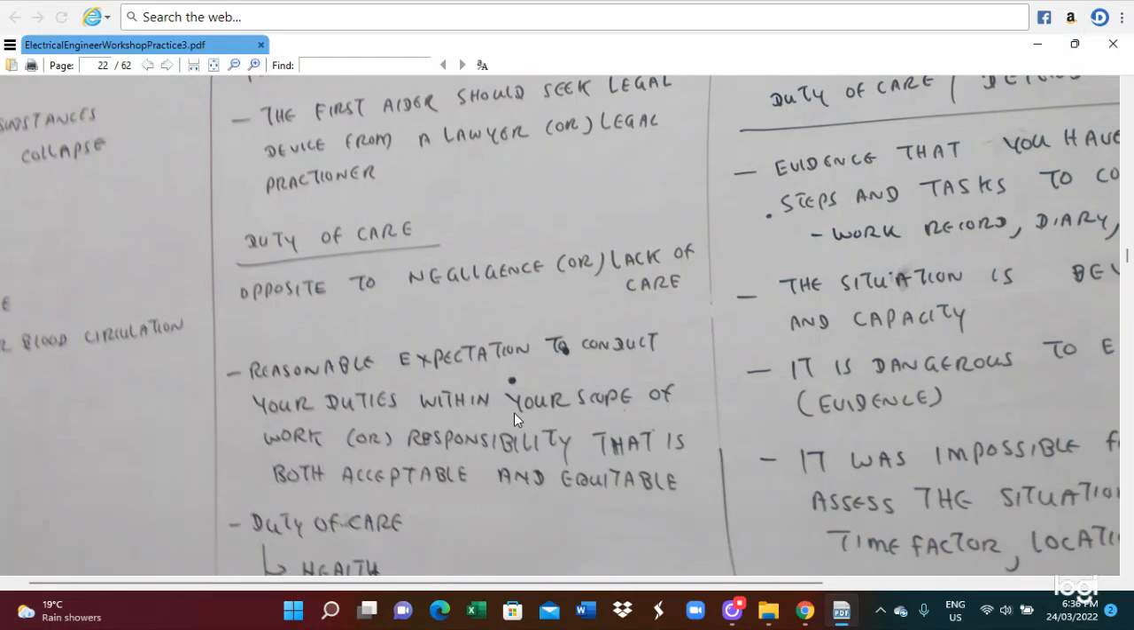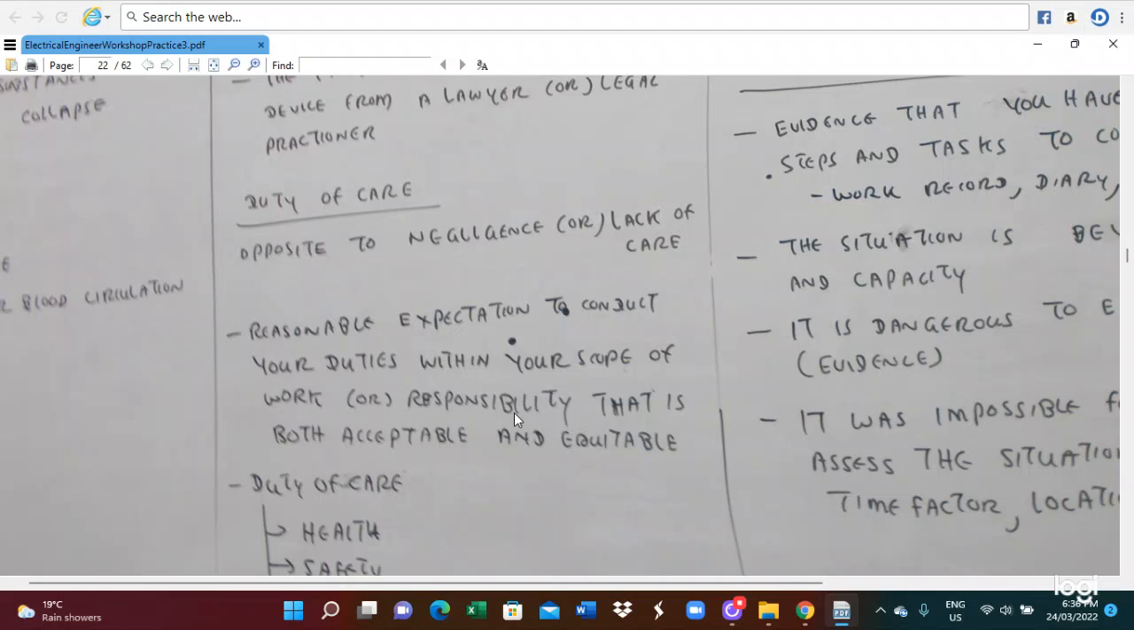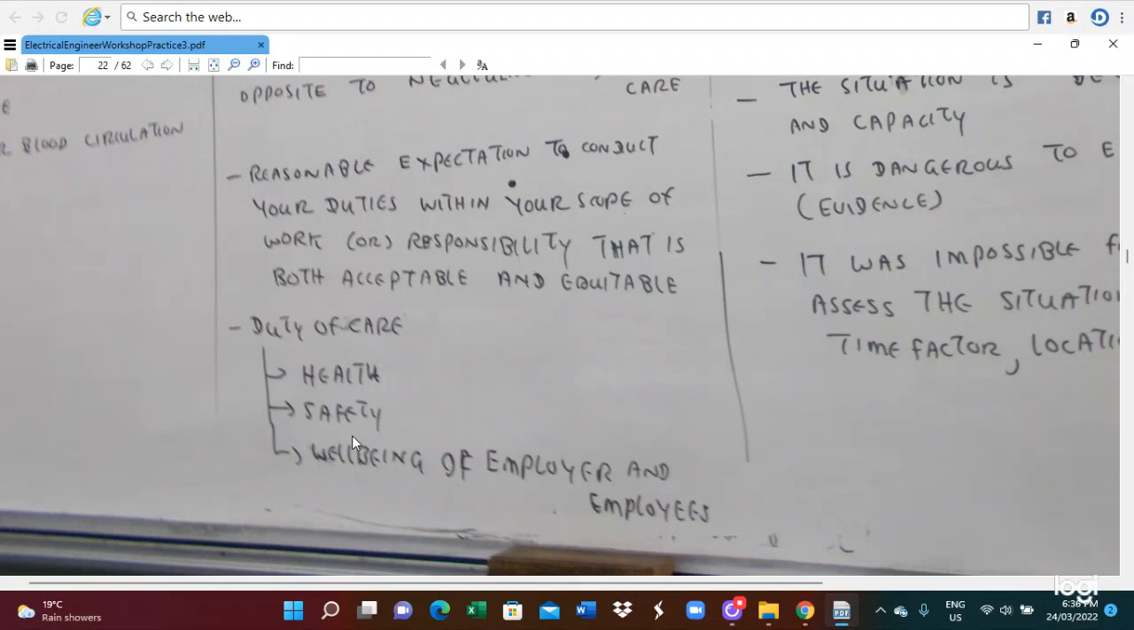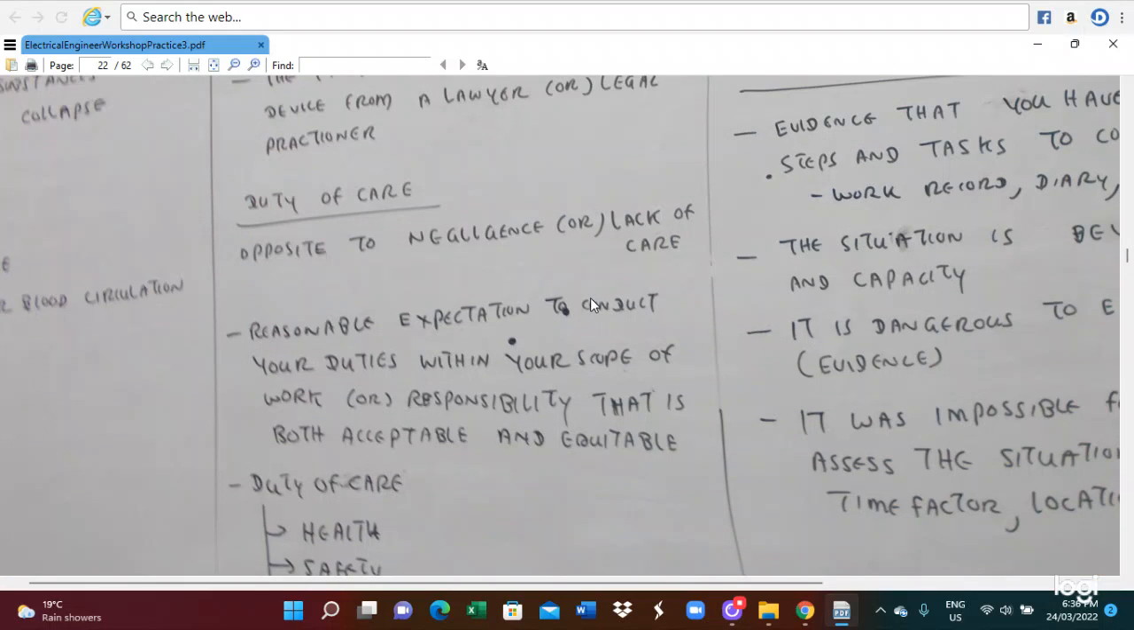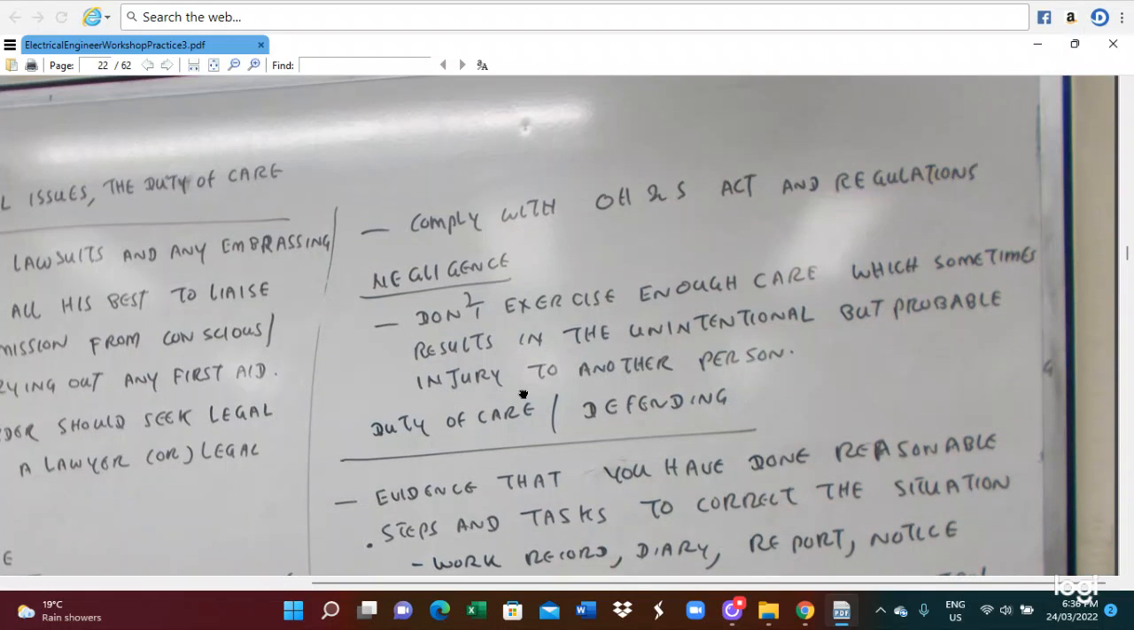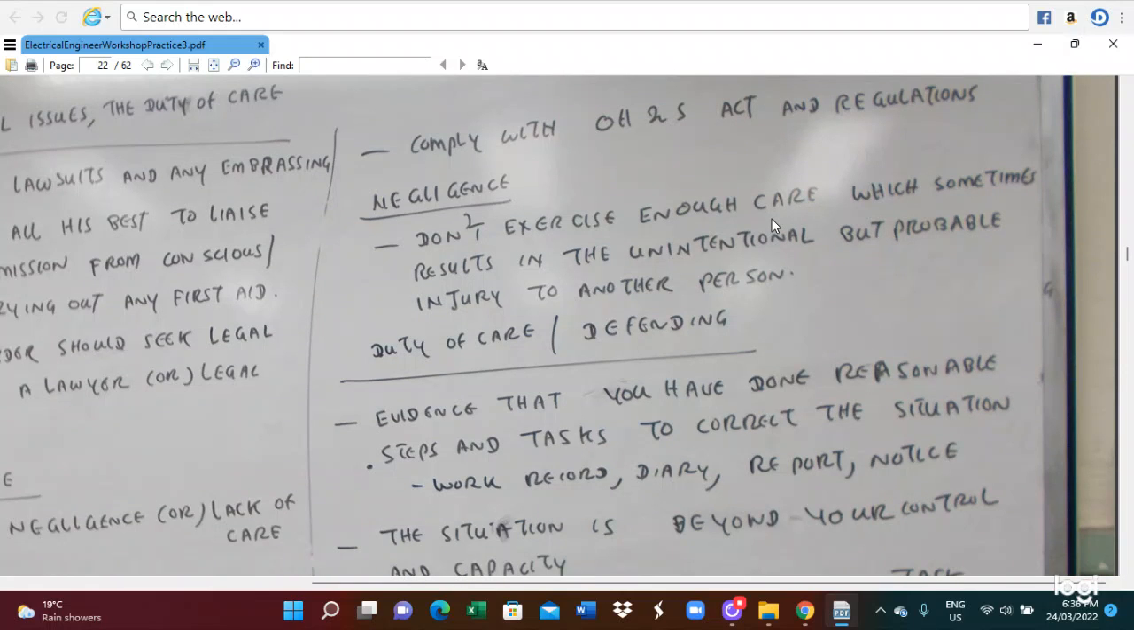The duty of care is the opposite of negligence or lack of care. It is a reasonable expectation to conduct your duty within the scope of your work or responsibility that is both acceptable and equitable. Duty of care is very important for the health, safety, and well-being of the employer and the employees, so we have to comply with the Occupational Health and Safety Act and other regulations. Negligence is a failure to exercise care, which sometimes results in additional problems or injury to another person.